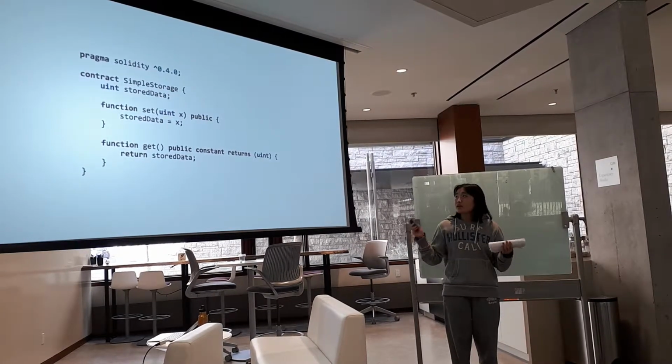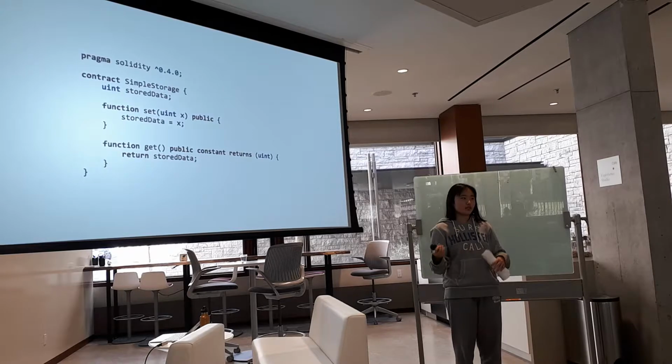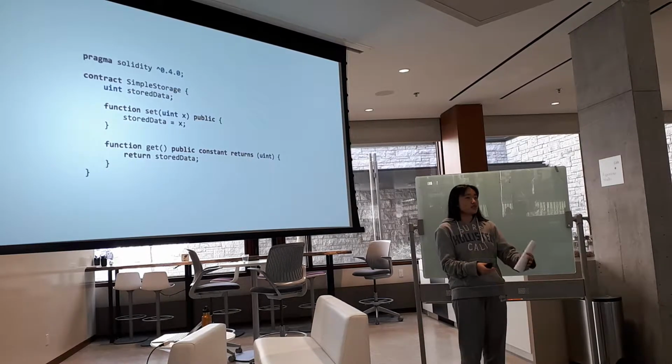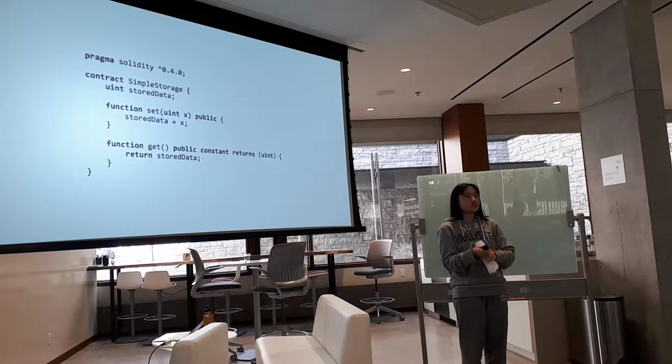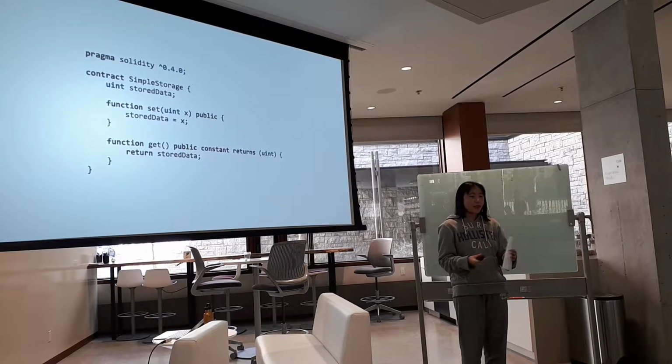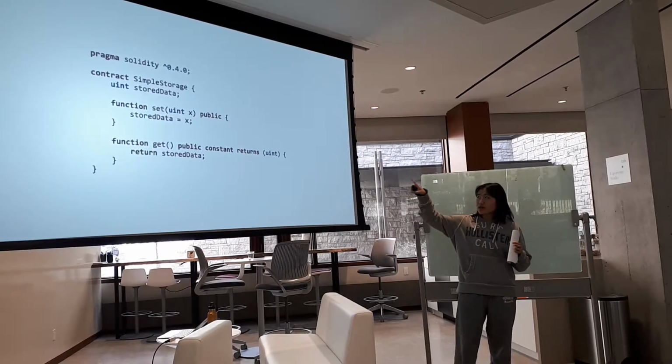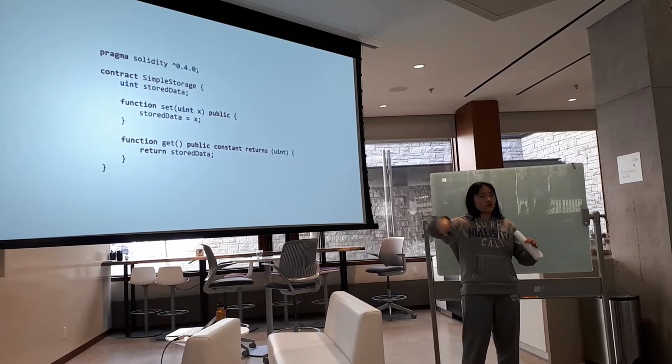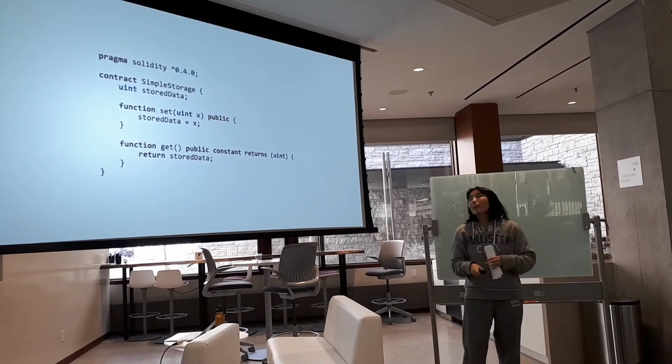Here we have an unsigned integer that is called storedData. The difference between an unsigned integer and a signed integer is basically just that an unsigned integer needs to be positive all the time. And also, if you don't specify the size of the integer, it will default to 256 bits.